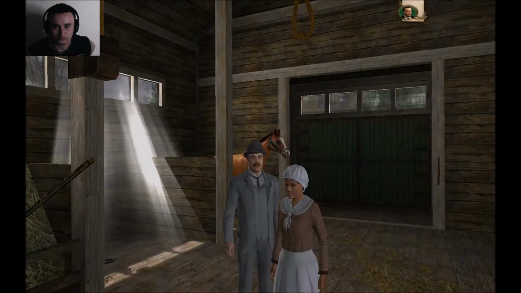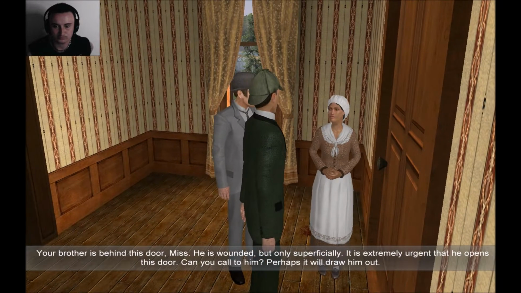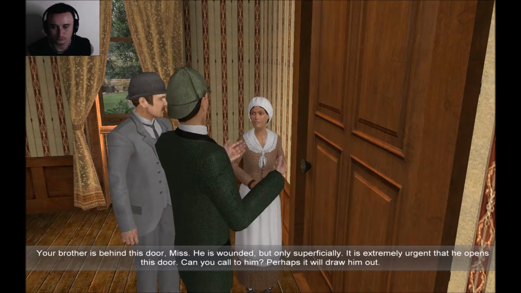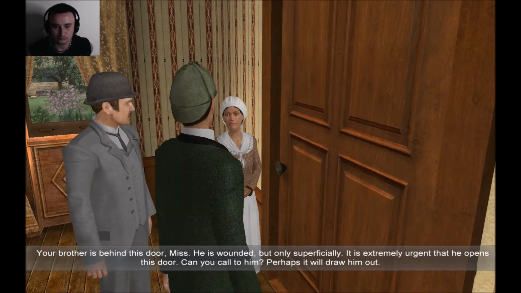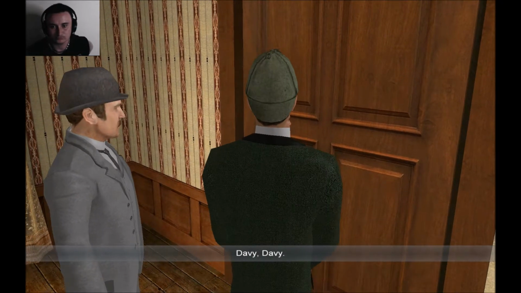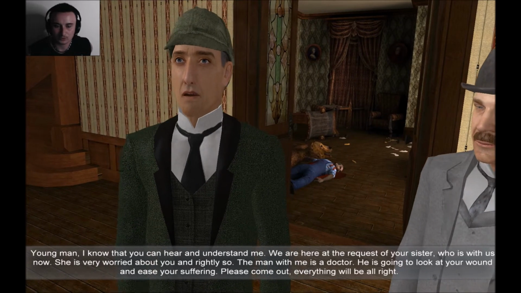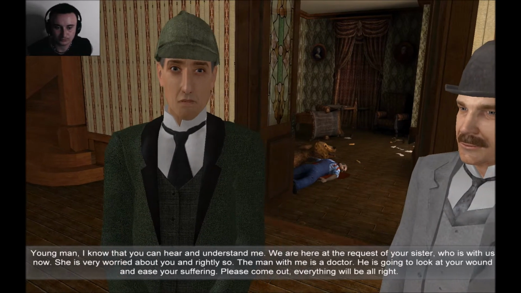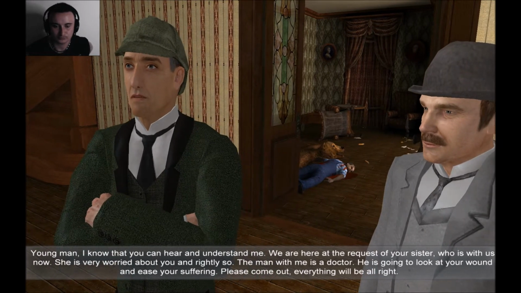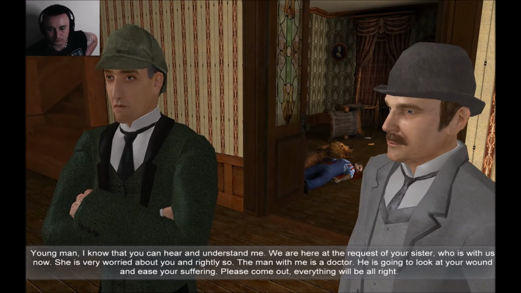Come with me. Your brother is behind this door, miss. He is wounded, but only superficially. It is extremely urgent that he opens this door. Can you call to him? Perhaps it will draw him out. David. David. Young man, I know that you can hear and understand me. We are here at the request of your sister, who is with us now. She is very worried about you, and rightly so. The man with me is a doctor. He is going to look at your wound and ease your suffering. Please come out. Everything will be all right.